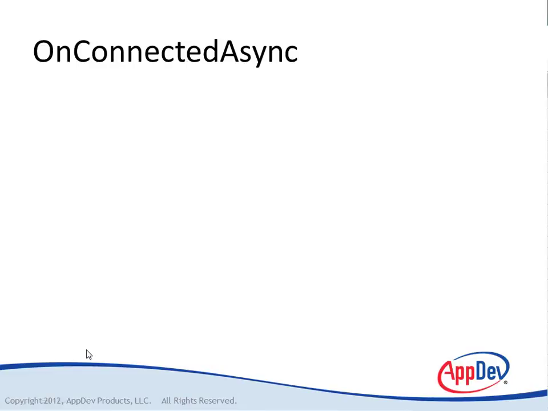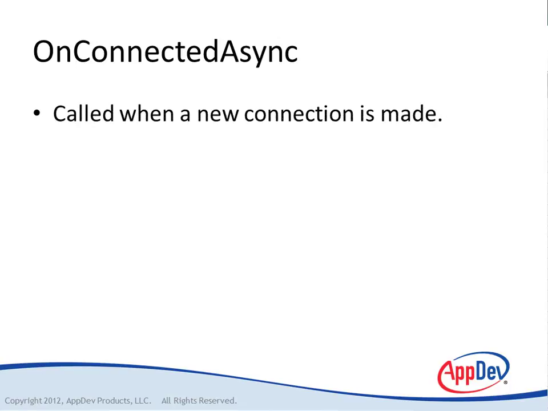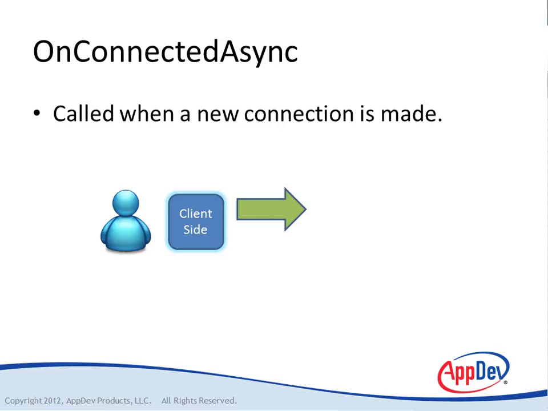The next task that we're going to look at under the Persistent Connection API is the onConnectedAsync. This task is called when a new connection is made. So here's our user with the client side, makes a request to the server side, thus instantiating a new connection, and then that fires the onConnectedAsync method task.